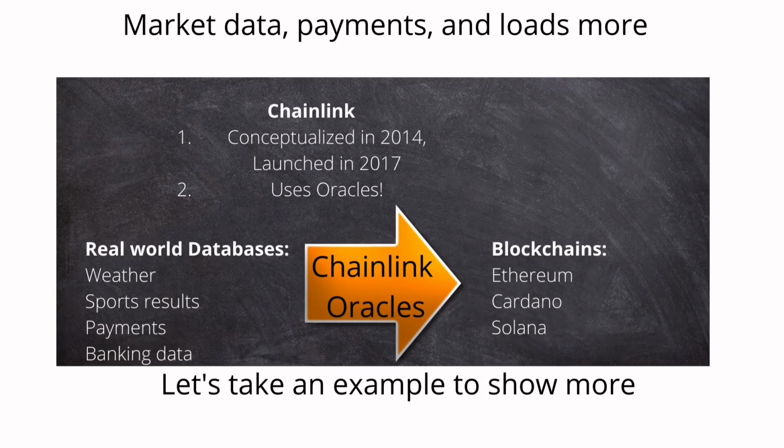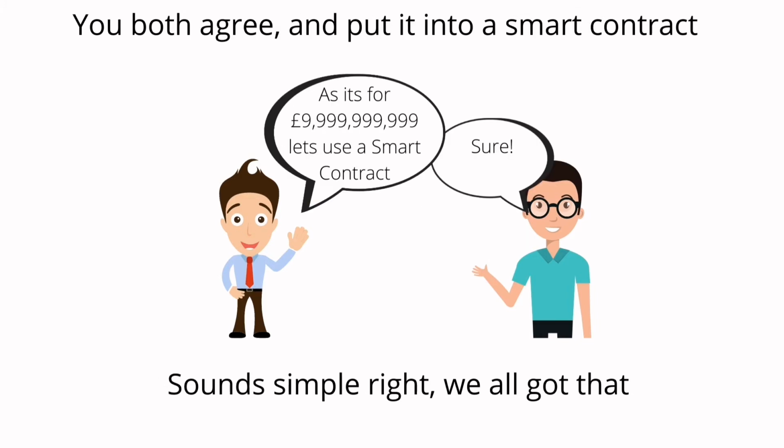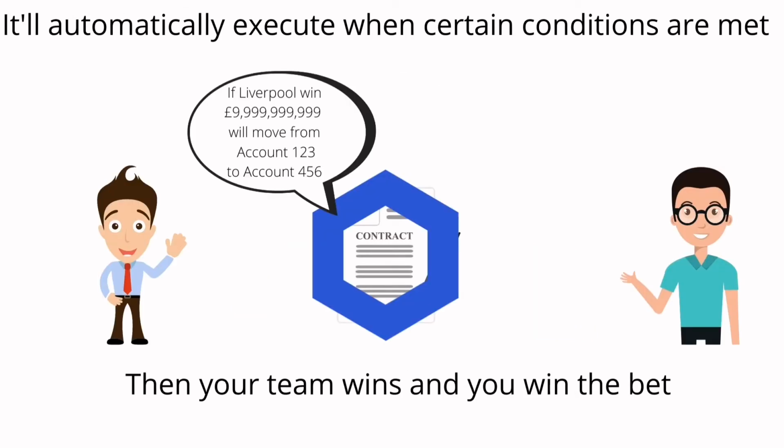Let's take an example to show more. You and a friend are betting on a football match. If your team wins, you win loads of hot cash. You both agree and put it into a smart contract. Sounds simple, right? We all got that. It'll automatically execute when certain conditions are met. Then your team wins and you win the bet.